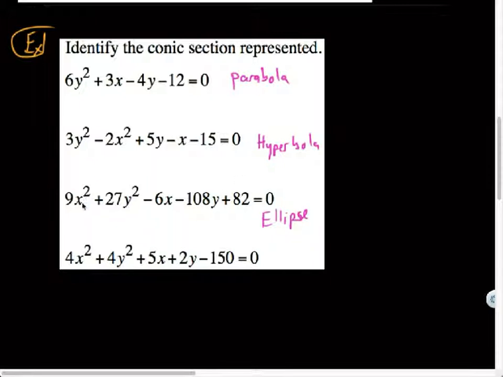Oh, they are perfect squares. Probably just because it comes out nicer when we put that in standard form later, which you don't have to do right now, so you're welcome. And this last example, notice that A and C not only have the same signs, but the same numbers, so it's a circle. Yay, circle.